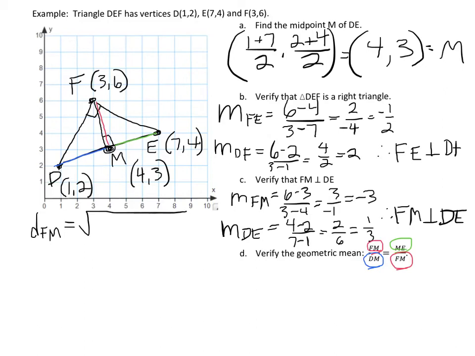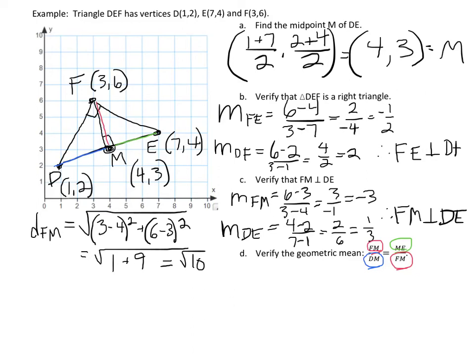So here I do the square root of x minus x squared plus y minus y squared. Let's see, F and M. I'm going to start with my x's, and I'll do top to bottom. So 3 minus 4 squared, 6 minus 3 squared. That equals the square root of 3 minus 4 is negative 1, squared is just 1, 6 minus 3 is 3, squared is 9. So therefore this all equals square root of 10.